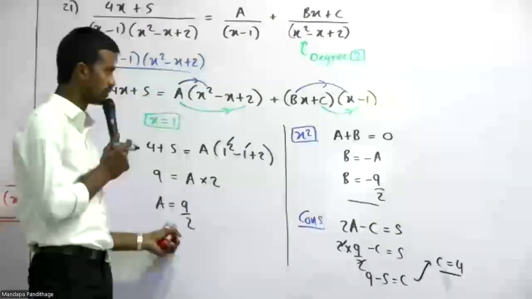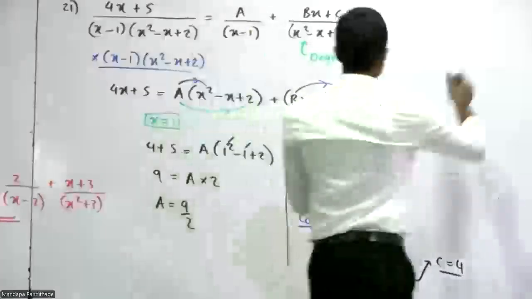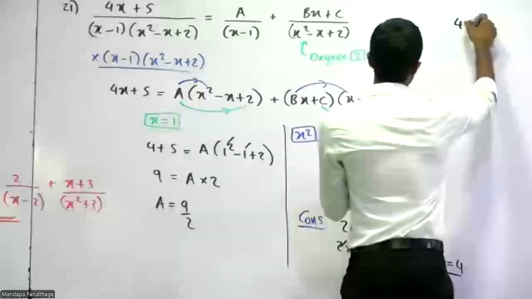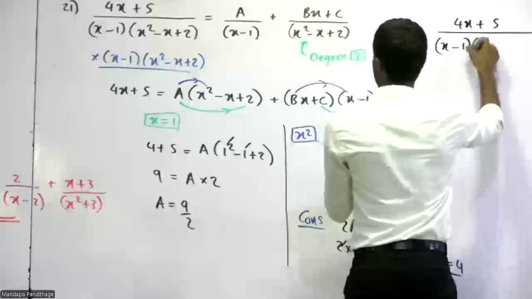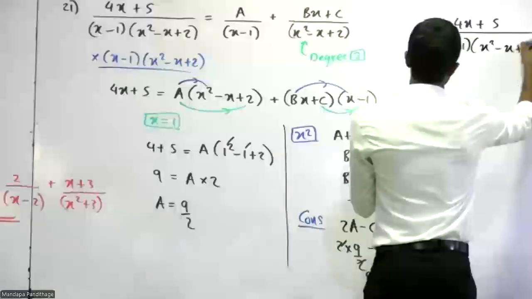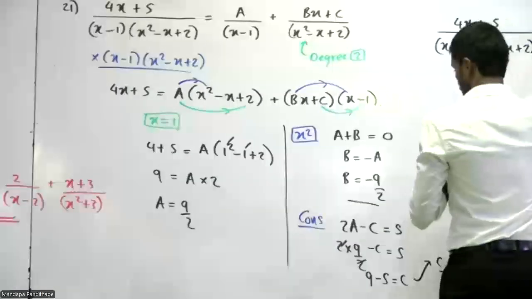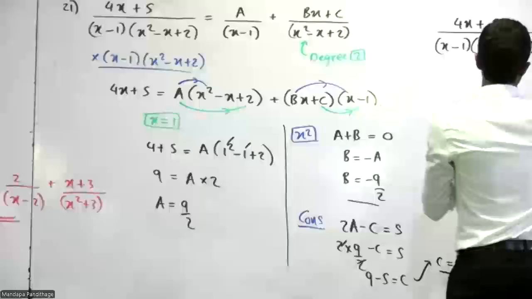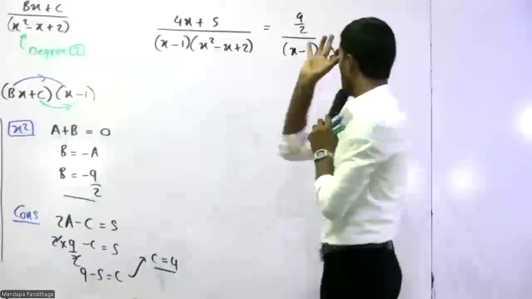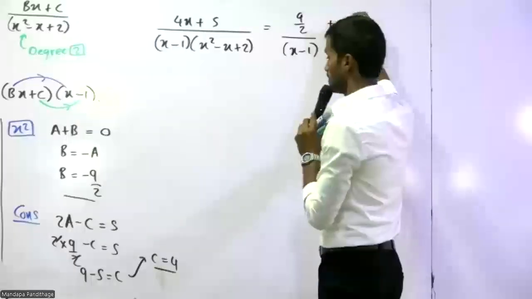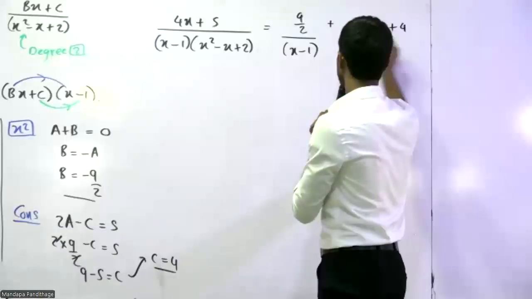Hands up who got 9 over 2, minus 9 over 2 and C equals 4. Okay, so when you put it here, look at this. It's 4x plus 5 over x minus 1 times x squared minus x plus 2. So what is A? You can either directly write it. For now, I'll just keep it in this way. And now look at this, something interesting. Plus, what is B? B is minus 9 over 2 x plus C, and C is 4.